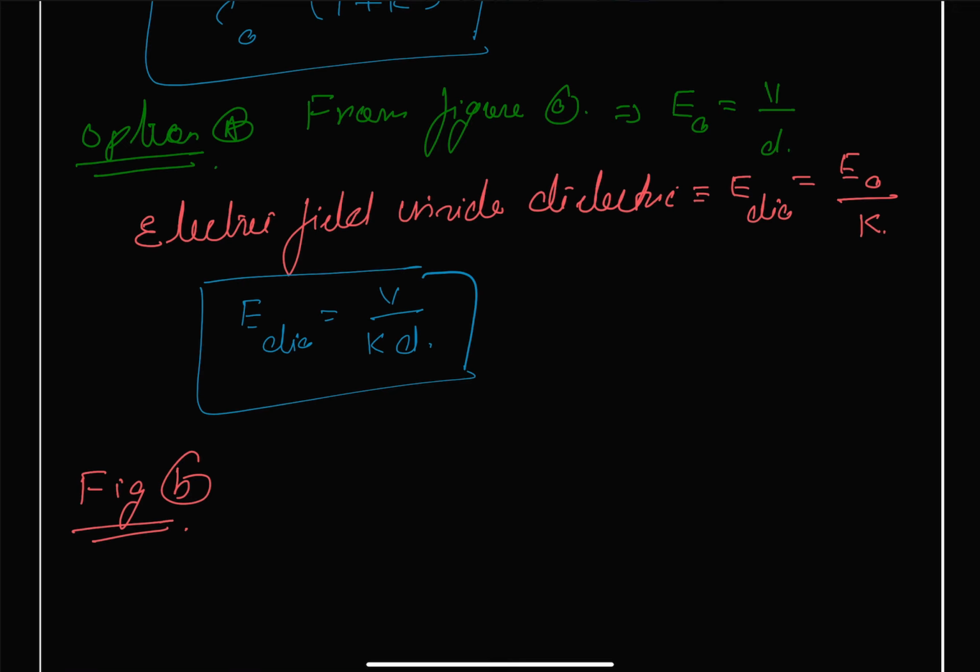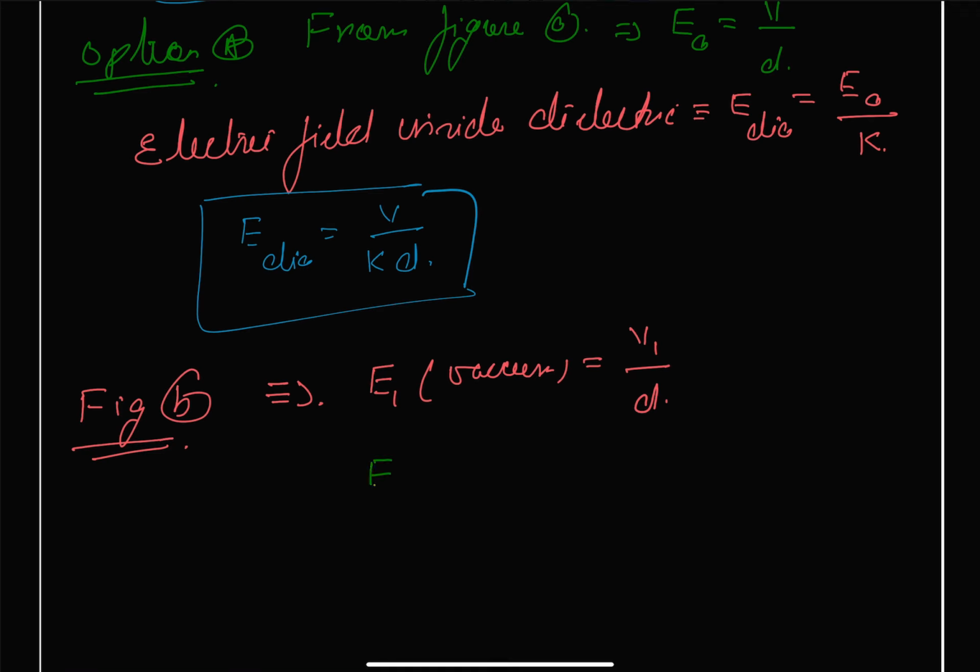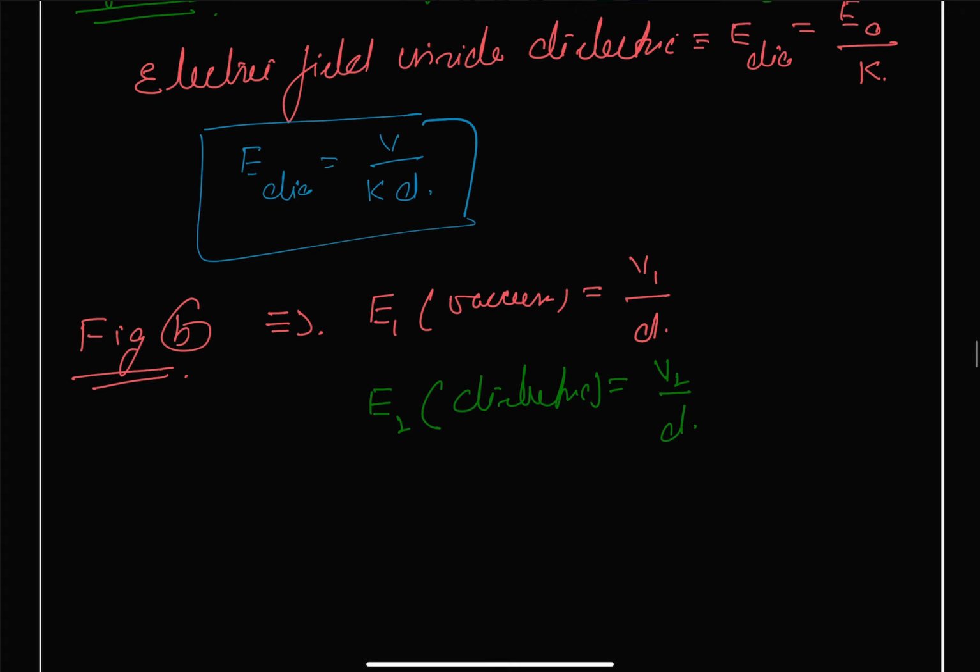Therefore, we are going to have two values of electric field, and the thickness is the same. First of all, let us call this E1, and this E1 is for the vacuum, which will be equal to V1 divided by D. And E2, which is because of the dielectric, will be equal to V2 divided by D. And since they are connected in series, we can say our V will be equal to V1 plus V2.